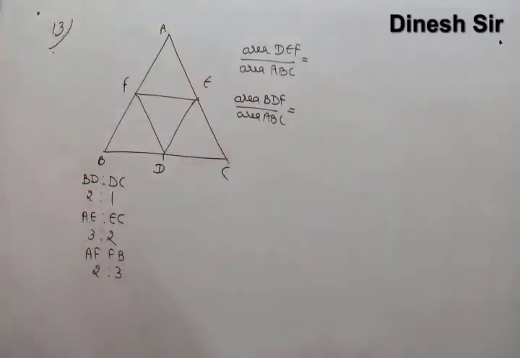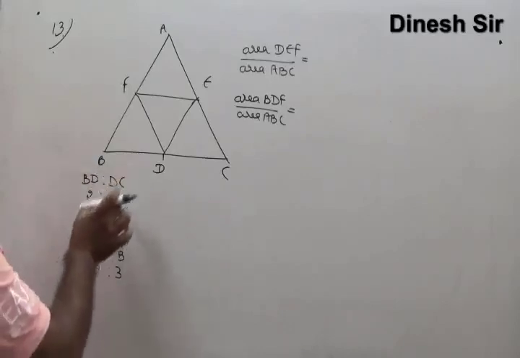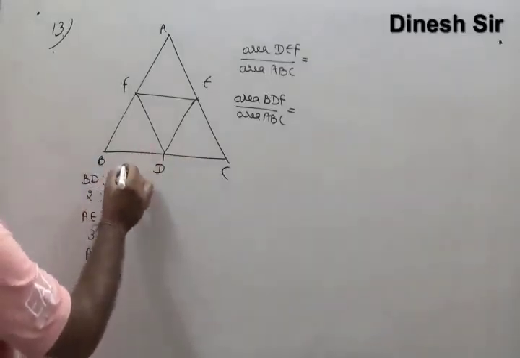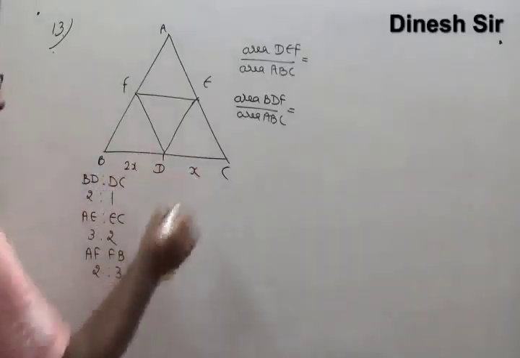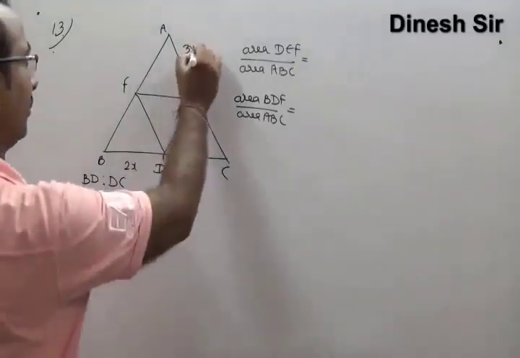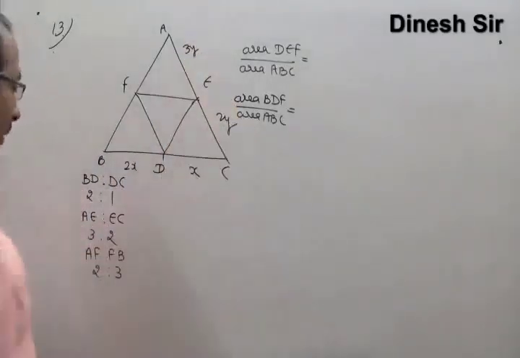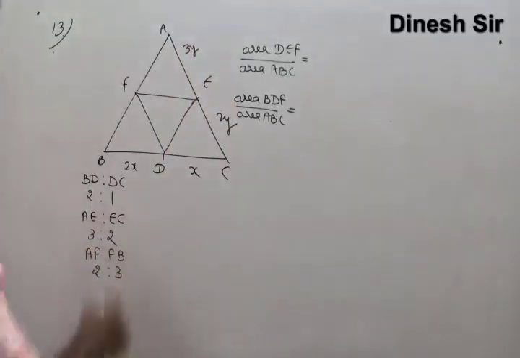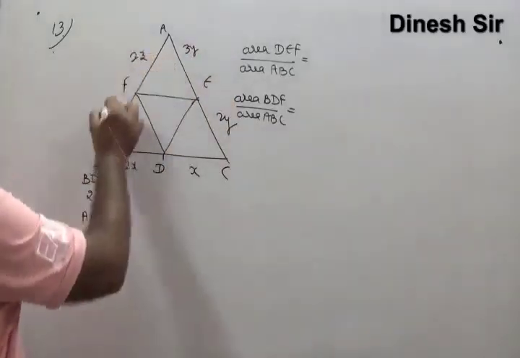We know that the area of a triangle is half into the product of the two sides into the sine of the angle between them. Here, the ratio BD to DC is 2:1, so I may take it as 2x to x. Similarly, AE to EC is 3:2, which I may take as 3y to 2y. And AF to FB is 2:3, which I may take as 2z to 3z.